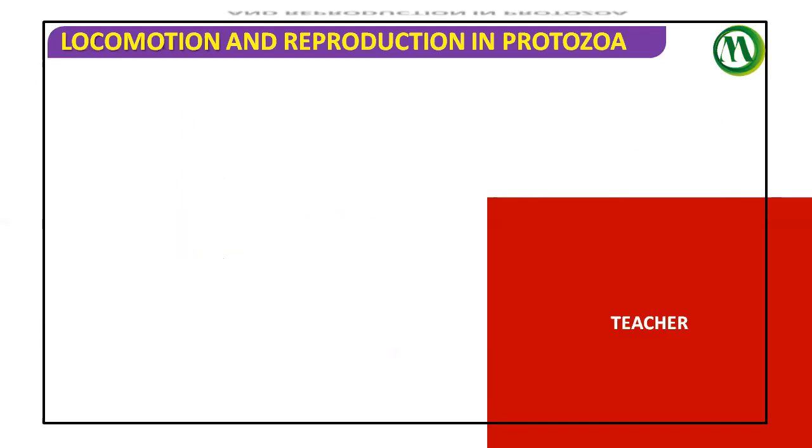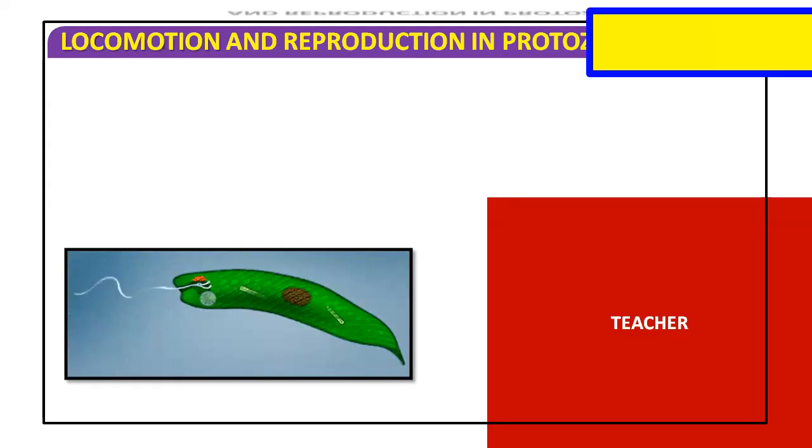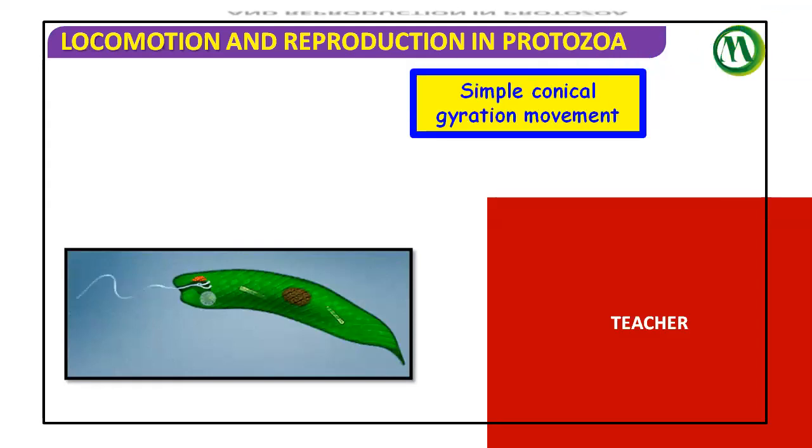Then we'll go to the ciliary locomotion, but let me complete the flagellary locomotion first. Here, as we said, there are three types of movements in the flagellum. First, we saw the undulatory movements of the flagellum, then the sidewise lash movements, and now we are moving toward the simple conical gyration movements of the flagellum. Here you can see the conical gyration movements.